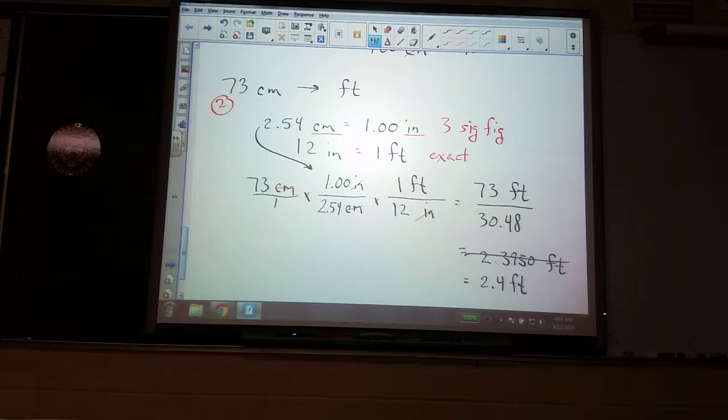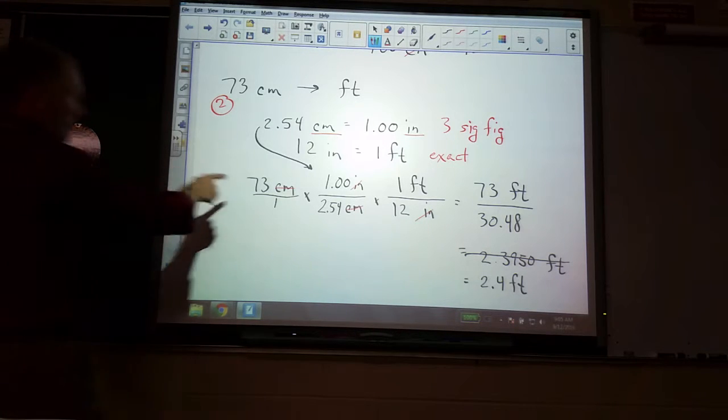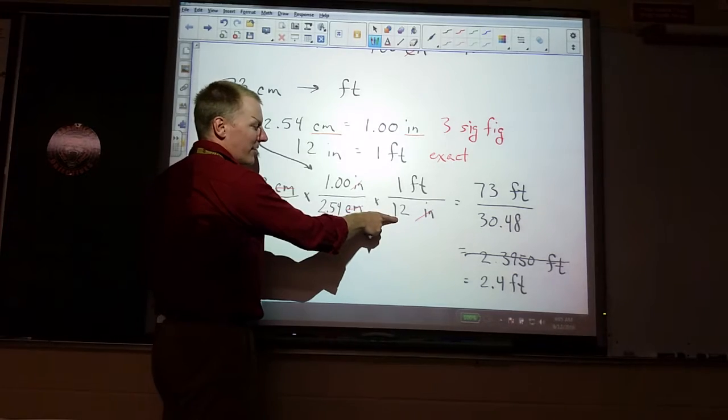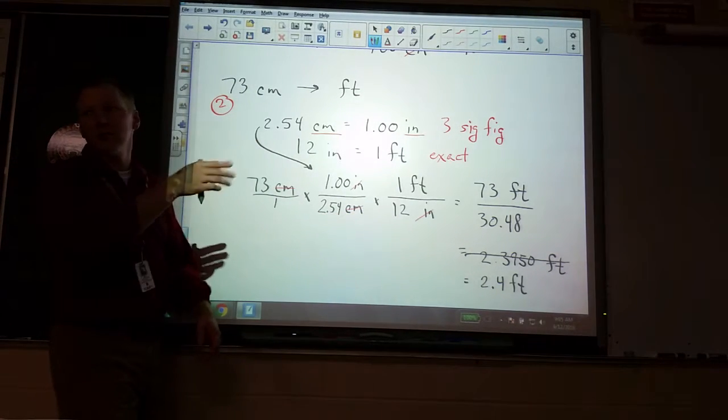So you still only use 2? Still only 2, even though there's 3 in there, because of the 73, we use the smallest number of sig figs, which was 2. So if I've got 2 here, 3 here, infinite here, the smallest number is 2, so that's what my answer is.